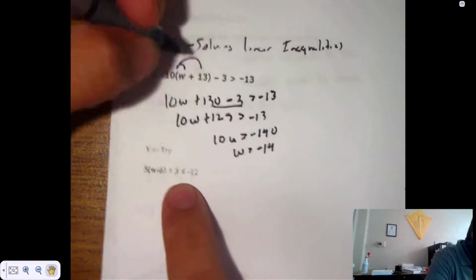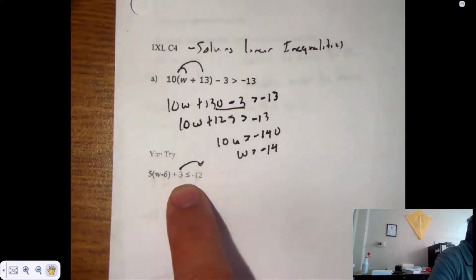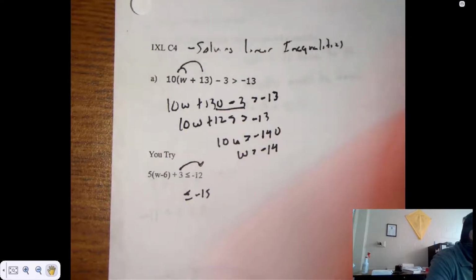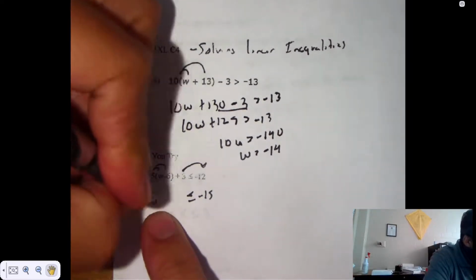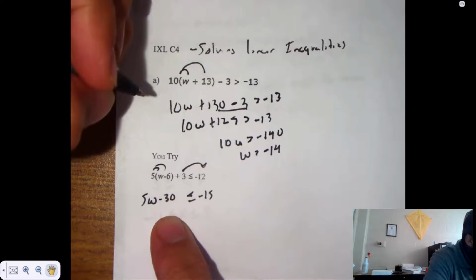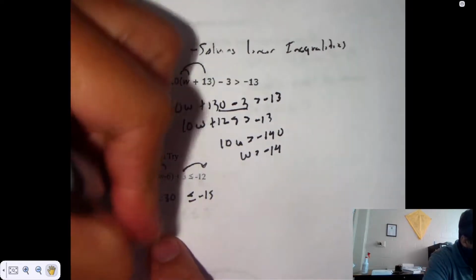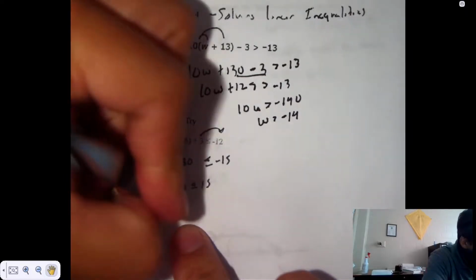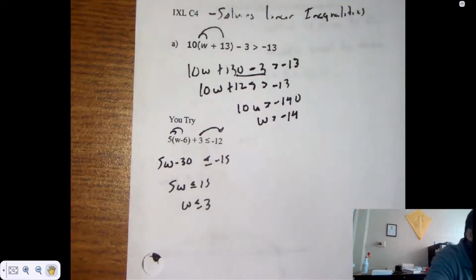Me personally, and this is a personal thing, I would have actually moved that 3 over first. You don't have to do that, obviously. When I do it in my head, that 3's moved over first. Distribute: 5W minus 30. And it saves some mistakes here too. You add 30 to both sides. 5W less than or equal to 15. Divide by 5, and W is less than or equal to 3. And most of you had that. I'm sure if I'd have given you another 10 minutes, the rest of you would have gotten there.